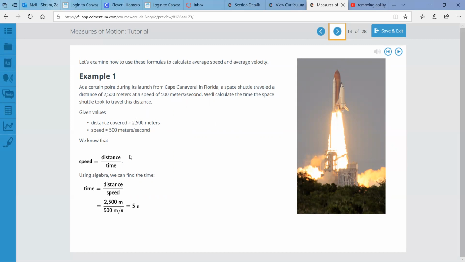And we know that speed equals distance over time. So using algebra, you can solve for time. Time equals distance divided by speed. In this case, we just multiply by time over here and then divide by speed over here, okay? We have 2,500 meters divided by 500 meters per second. The meters cancel out, and then we're just given 5 seconds.